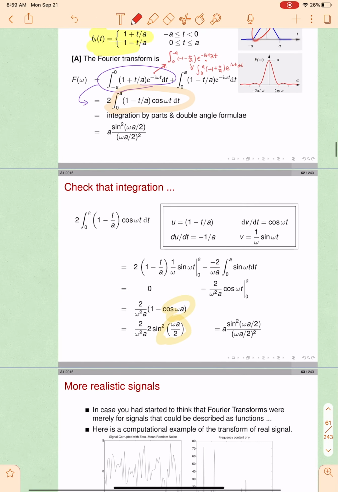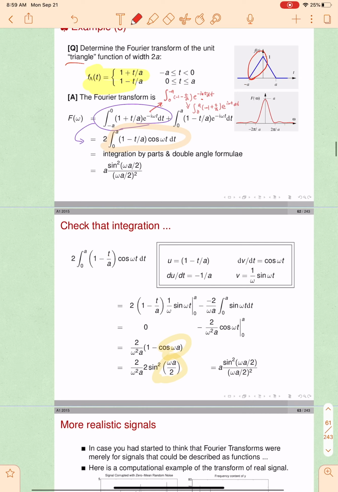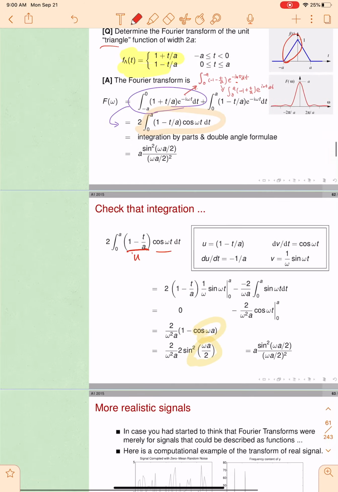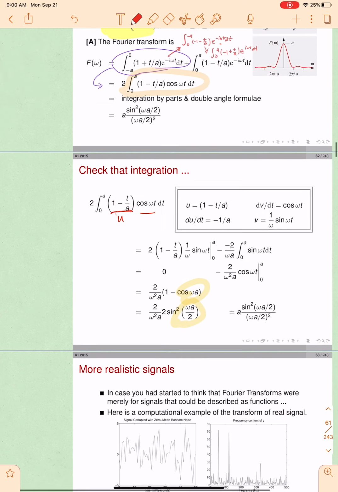Check that integral. So to integrate it, you need to use integration by parts, where you have u is this one, dv by dt is cos, and 1 minus 1 over a and v. I don't know if we will be using this one in our exam, but better to bookmark it.